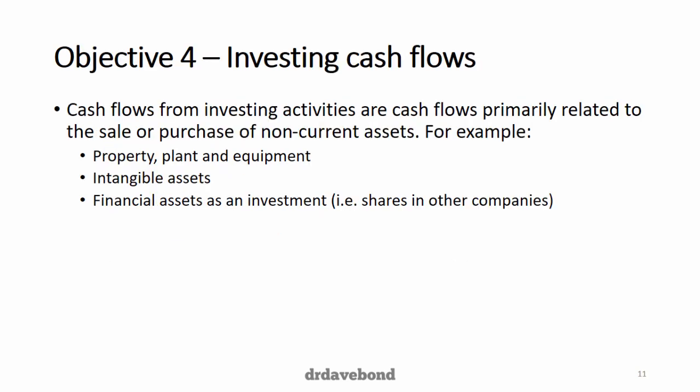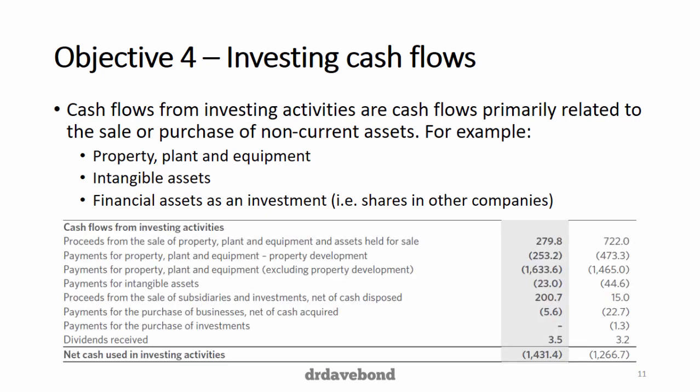Investing cash flows, as already noted, primarily relate to the sale or purchase of non-current assets. For example, buying or selling property, plant, and equipment, intangible assets, or financial assets as an investment. So if you're buying shares in other companies, this is not your company issuing shares. This is an extract from Woolworths, and if you cast your eye down the list, what you'll notice is the biggest cash flow by far is the third item, which is payments for property, plant, and equipment of $1.6 billion.